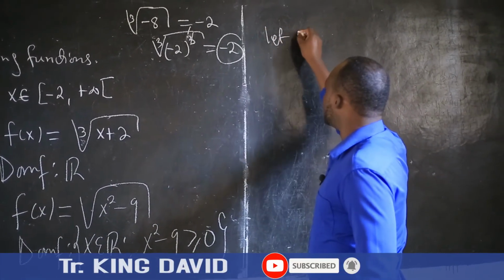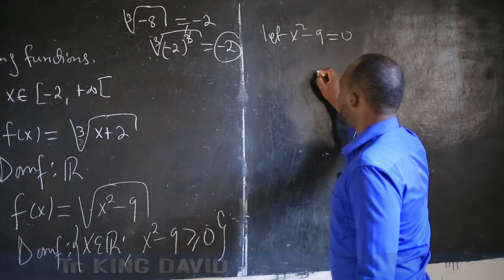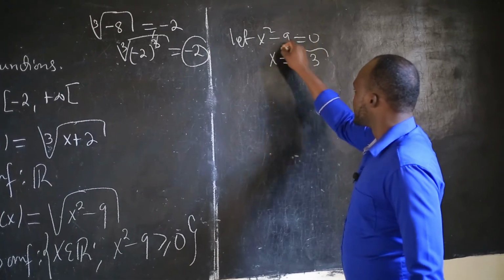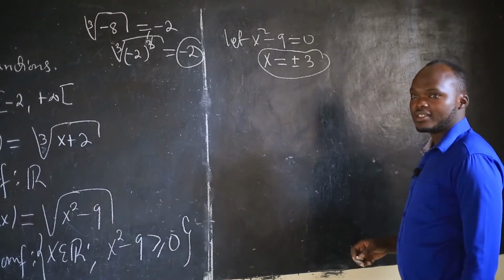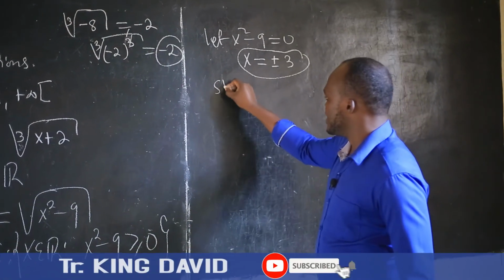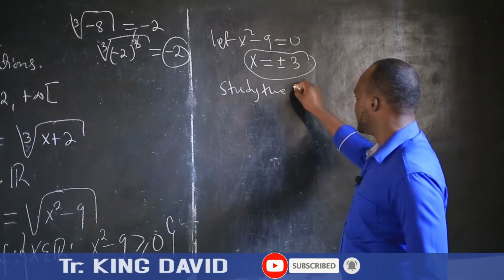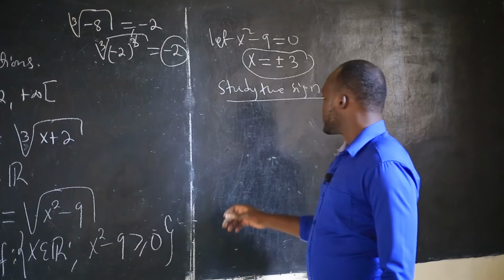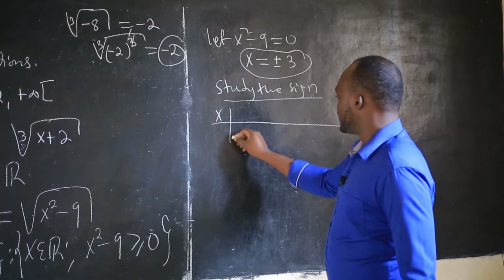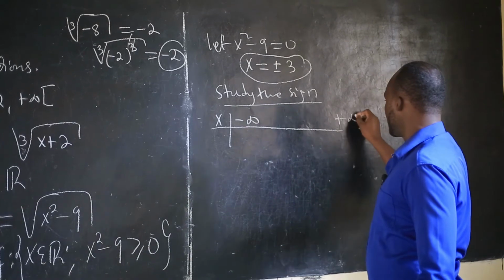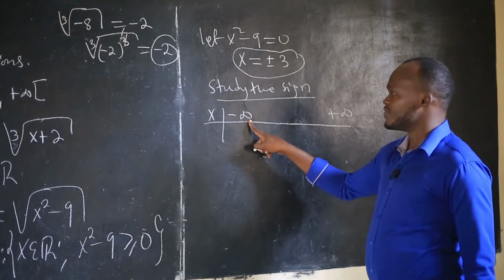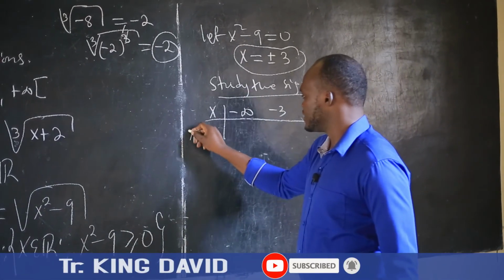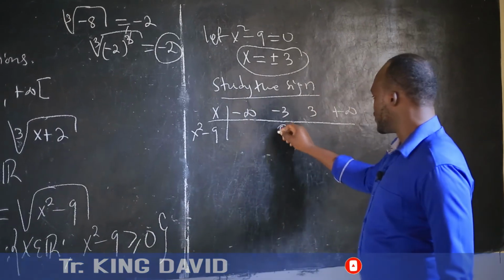We let x squared minus 9 be equal to 0 in order to get the values of x. So our x is plus or minus 3. Then what is the next? We're going to start the sign. Let us start the sign in order to get where the values of x satisfy this condition. So we have x from -infinity to +infinity, and between them we have -3 and +3. Our expression is x squared minus 9, so here it will be 0, 0.